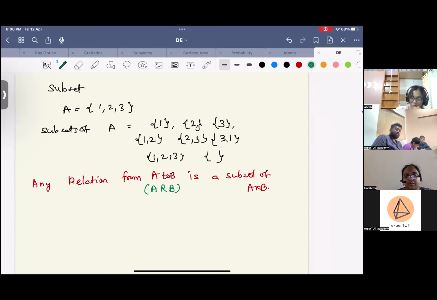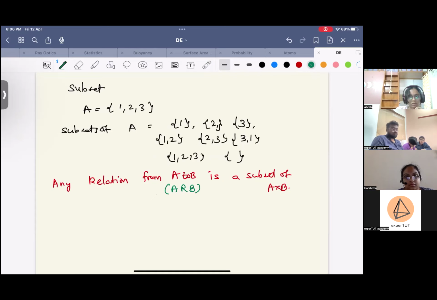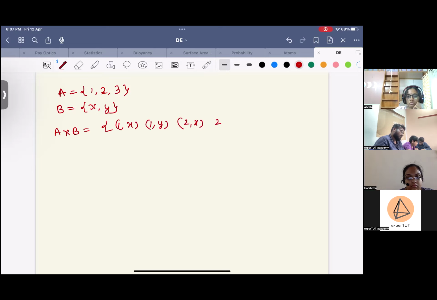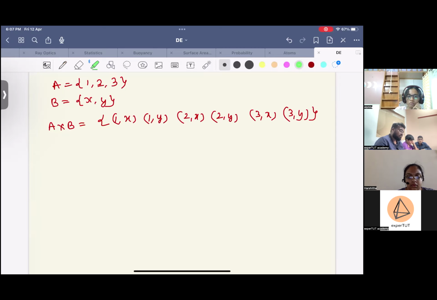Now let's say you have written this much, everyone. Let's say A is 1, 2, 3, and B is x comma y. You have already written this question. You have done A cross B is 1 comma x, 1 comma y, 2 comma x, 2 comma y, 3 comma x, 3 comma y. Is it correct, everyone? How many elements are there in A cross B? There are 6 elements, right?